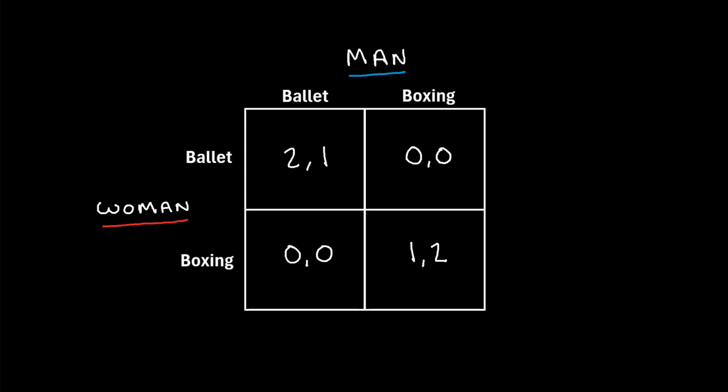One of the most classic games in the field of game theory is known as the Battle of the Sexes. And here's the setup for this game. Imagine that a man and a woman are in a relationship, and on a night out, they can either decide to go to the ballet or they can go to a boxing match. Now, the woman prefers to go to the ballet, but the man prefers the boxing match. But here's the important part. Both of them prefer to be together doing the same activity rather than being separate doing different activities.